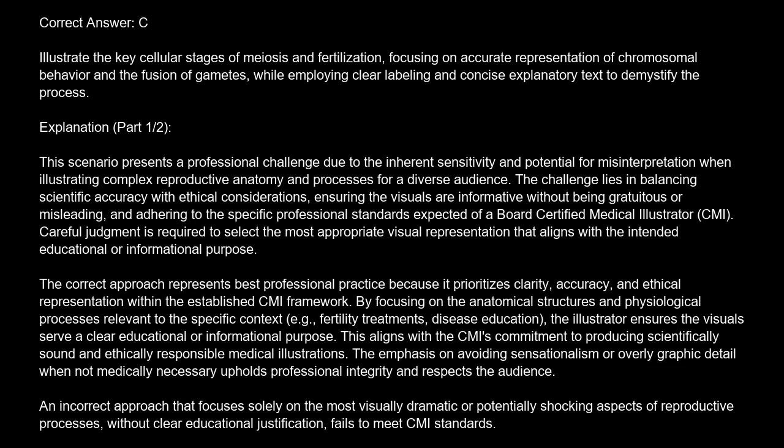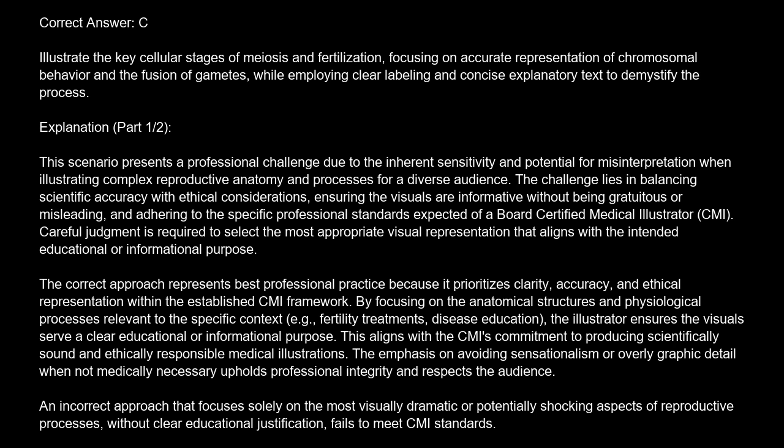The correct answer is C. Illustrate the key cellular stages of meiosis and fertilization, focusing on accurate representation of chromosomal behavior and the fusion of gametes, while employing clear labeling and concise explanatory text to demystify the process. Explanation. This scenario presents a professional challenge due to the inherent sensitivity and potential for misinterpretation when illustrating complex reproductive anatomy and processes for a diverse audience.